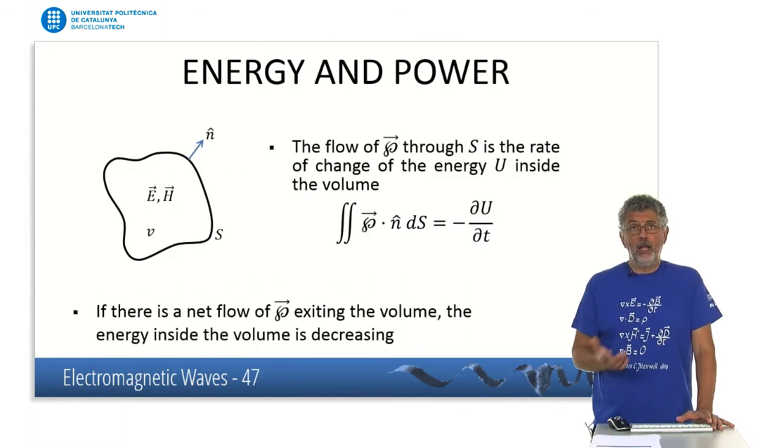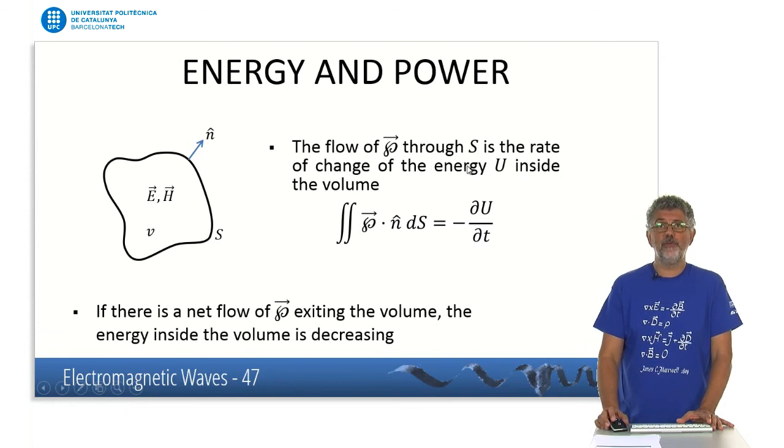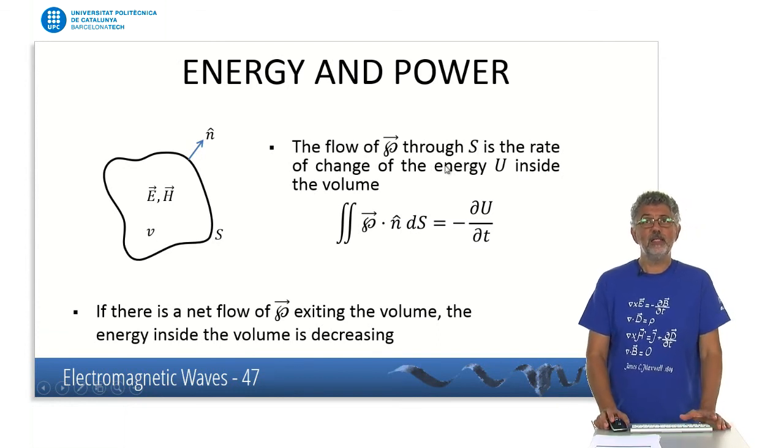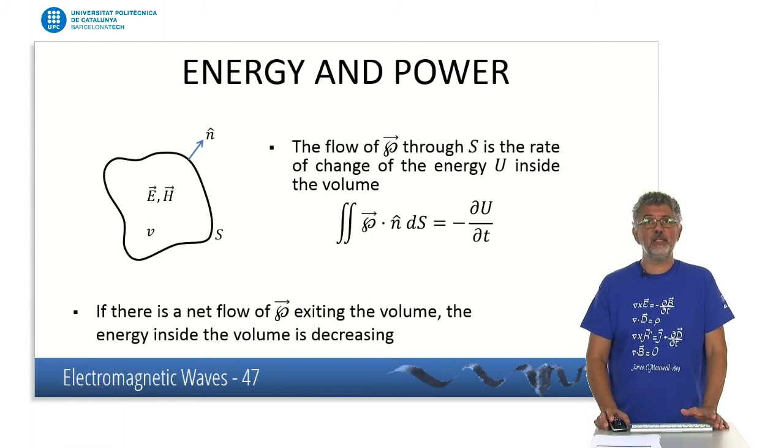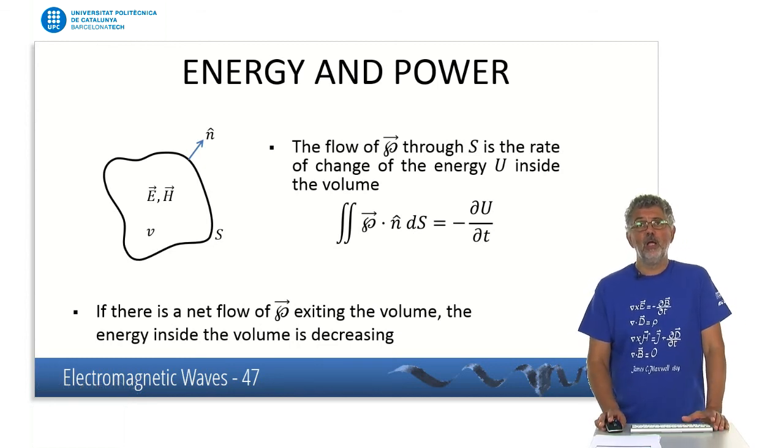Now, the flow of the Poynting vector through a surface is the rate of change of energy inside that volume. So we have a certain volume defined by a surface S, and we compute the flow of the Poynting vector through that surface. This is the rate of change of the energy inside that volume.